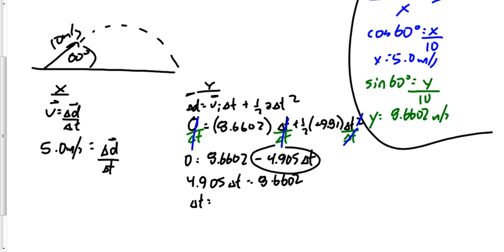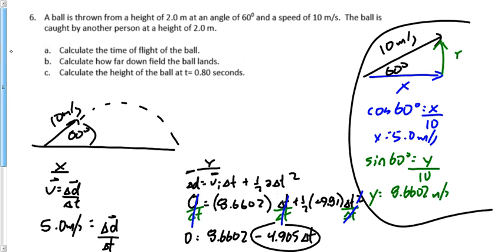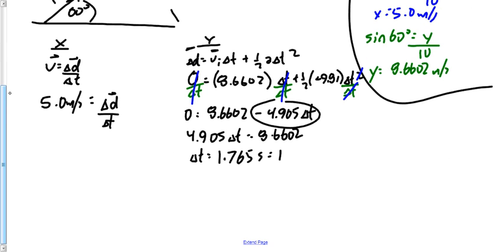Somebody's got that for time? 1 point what? 765 seconds, which would round to 1 point. How many digits should we have here? 2 digits. 1.8 seconds. Yeah, that's the final answer for A.